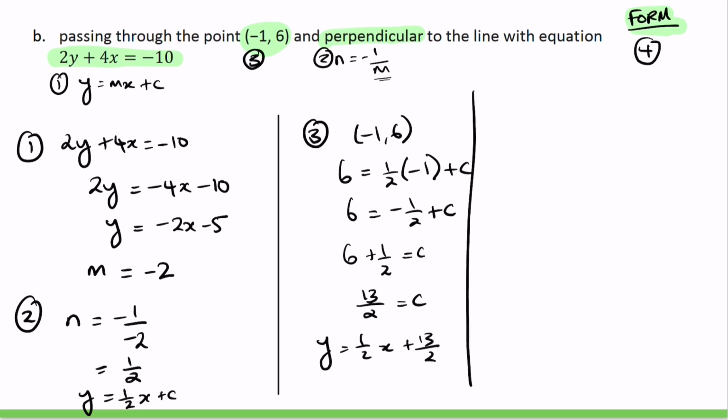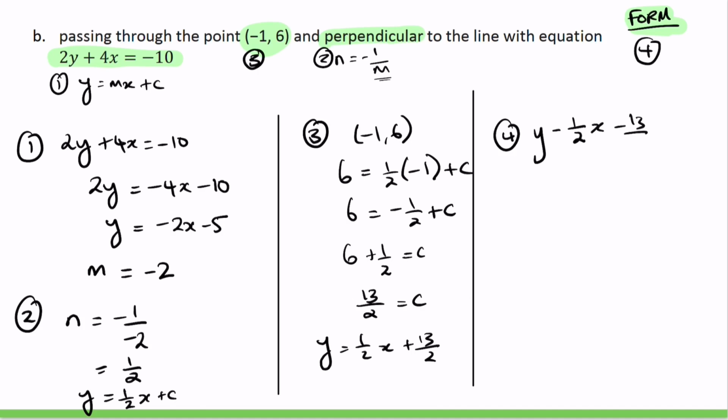And finally, I'm going to put it into the correct form. As we did before, we took everything over to one side to make it equal to 0. So we will have y minus a half x minus 13 on 2 is equal to 0. Now, technically this is correct, but there is something that we can do to make it look better. As mathematicians, we really want to avoid negative signs, and we also want to avoid fractions. As you can see, both of these are over 2.